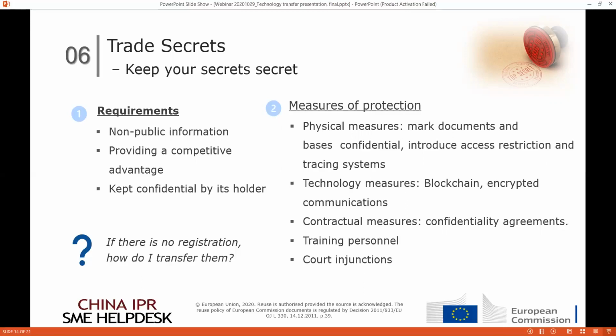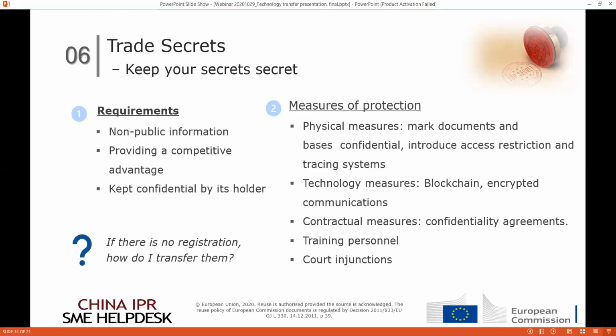You have technology measures, for example, the usage of blockchain and encrypted communication. Blockchain is very advisable because it will give you an idea of who had access to the technology and when. So it gives you an idea of who has been downloading, for example, the documents or the photos of a prototype, and it's easier to track an employee because most of the time the leaks are coming from ex-employees or leaving employees or near to leave employees.